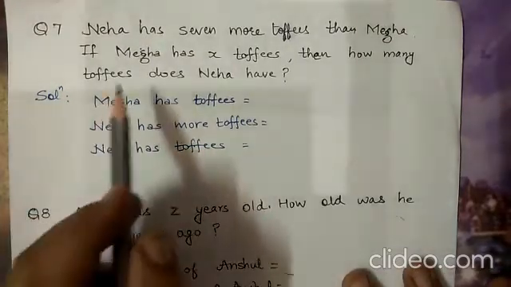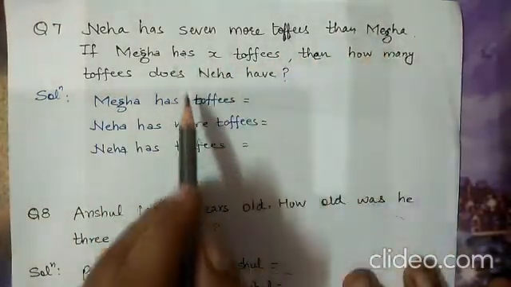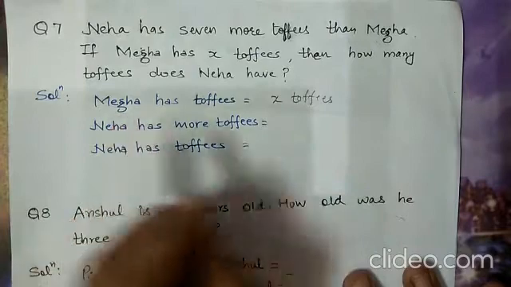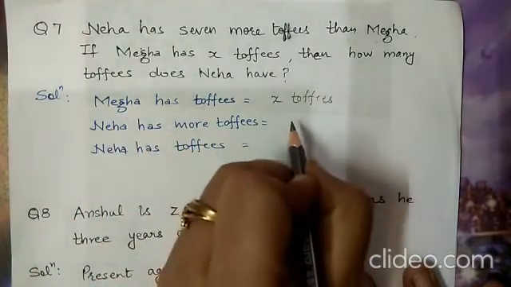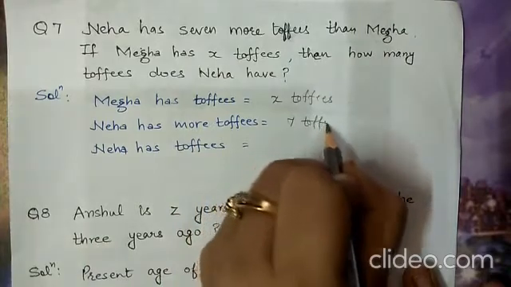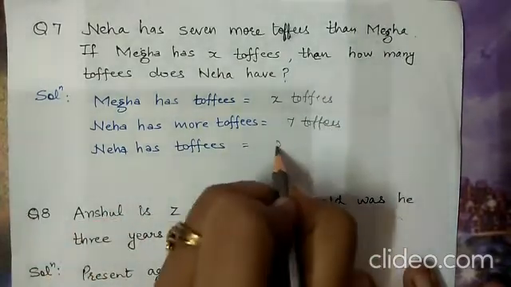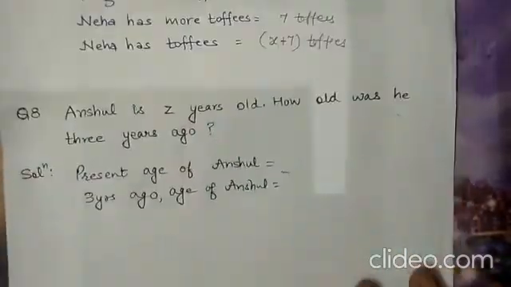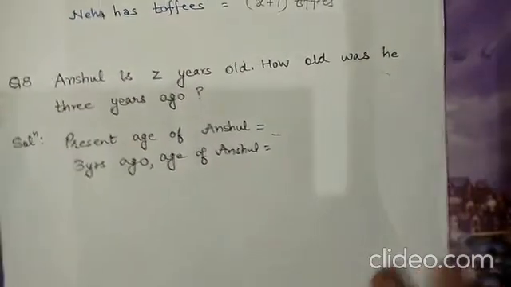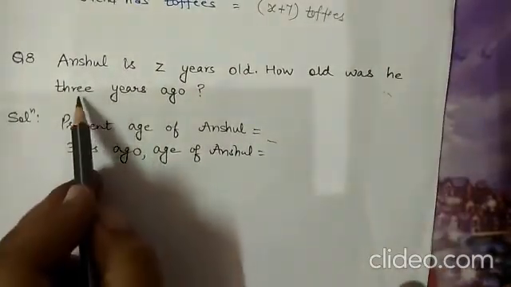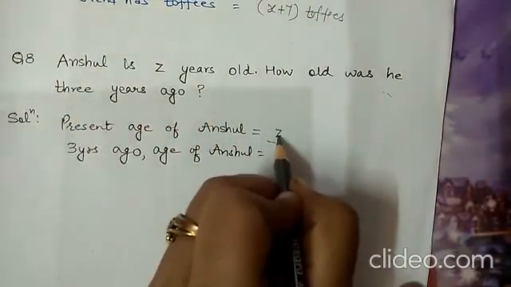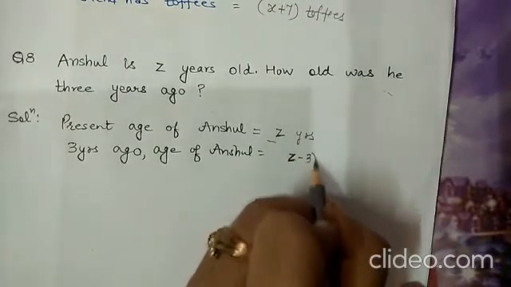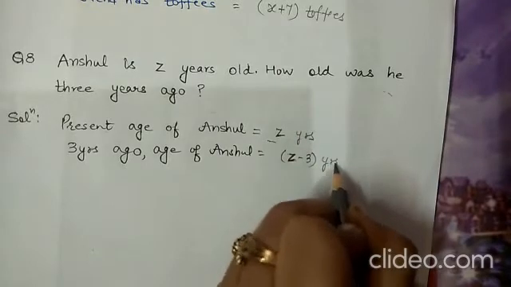Next, Neha has 7 more toffees than Megha. Megha has x toffees. Then, how many toffees does Neha have? Megha has x toffees. Neha has 7 more toffees. It means how many toffees will be with Neha? X plus 7. Now, Anshul is z years old. How old was he 3 years ago? Right now he is z years old. 3 years ago. Obviously, subtract 3 years from the present age of Anshul.